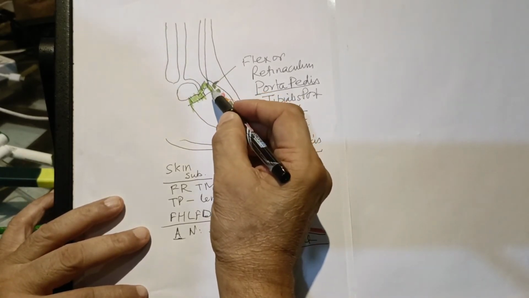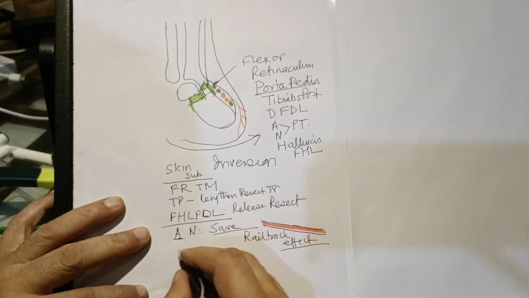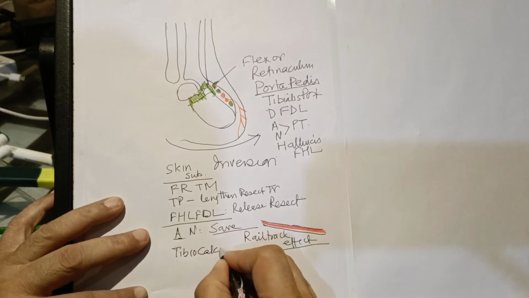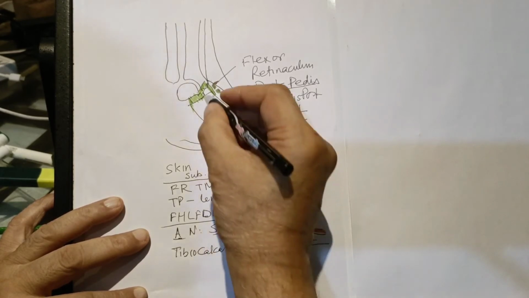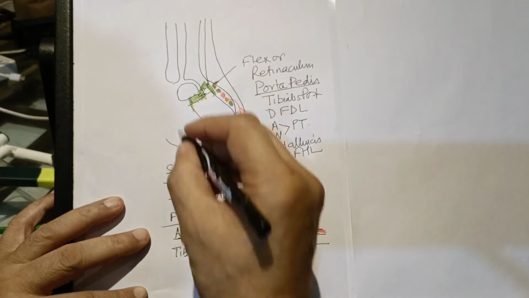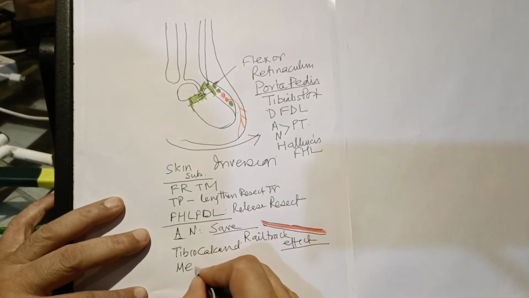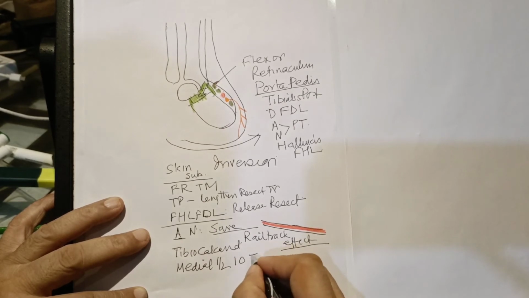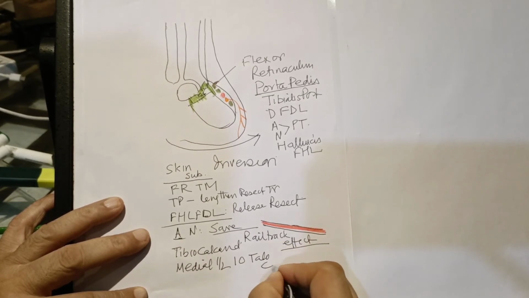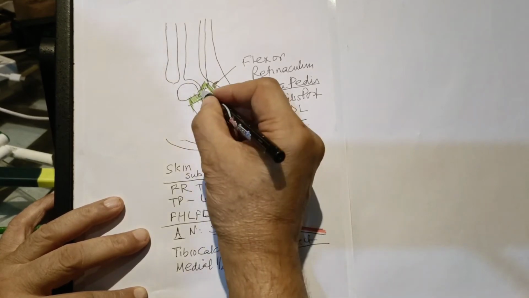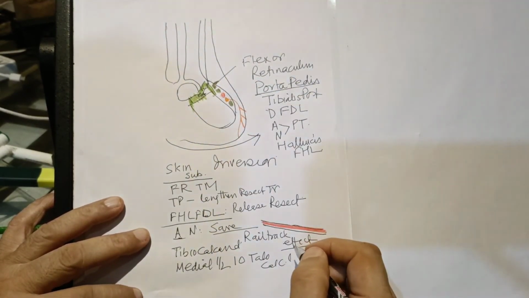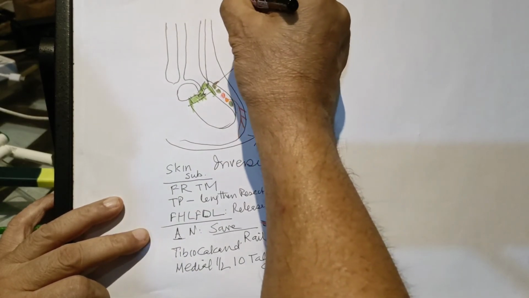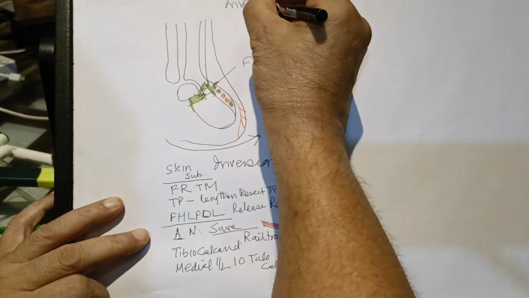Then you go and divide the tibiocalcaneal ligament. And then you divide the medial half of the interosseous talocalcaneal ligament. That means this one. So these are the structures that you release, do a soft tissue release to correct inversion.